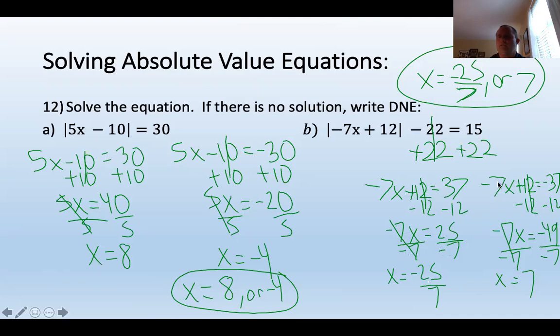Then you'd have, for the other equation, negative 7x plus 12 equals negative 37. And so you'd want to subtract 12 from each side to cancel the 12 out. You'd have negative 7x equals negative 37 minus 12 is negative 49. And then the last step is to divide by negative 7 on each side, and you'd be left with x equals negative 49 over negative 7 is positive 7. So your two solutions are x equals negative 25 over 7, comma, or positive 7.